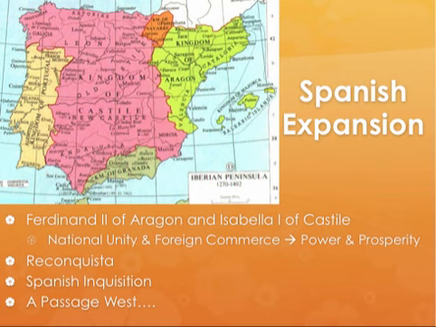For them, the key to success is national unity and foreign commerce. So in order to achieve this, they begin the Reconquista and the Spanish Inquisition, and they begin exploring overseas. One of the key elements here is using Catholicism to build up this sense of Spanishness or a sense of Spanish identity. So this is when they will launch both the Reconquista and then the Spanish Inquisition.